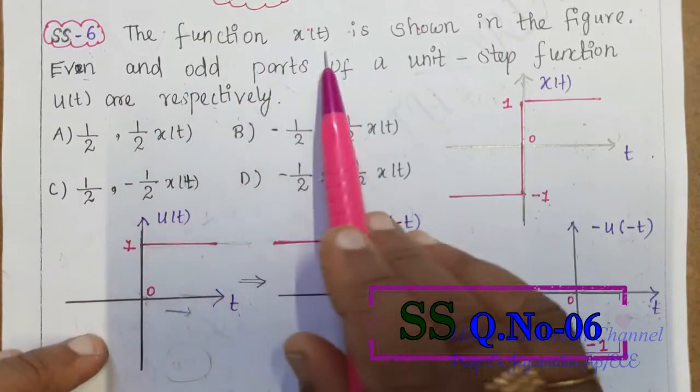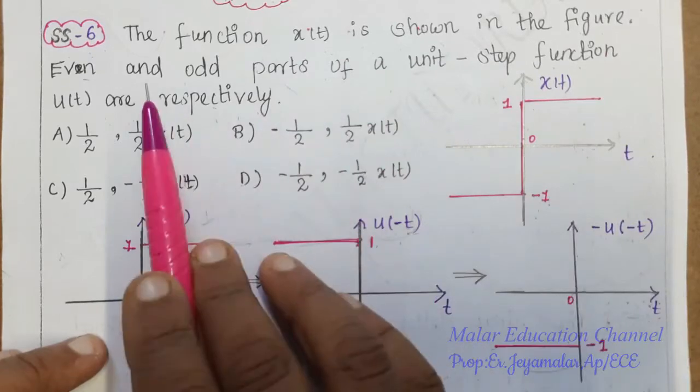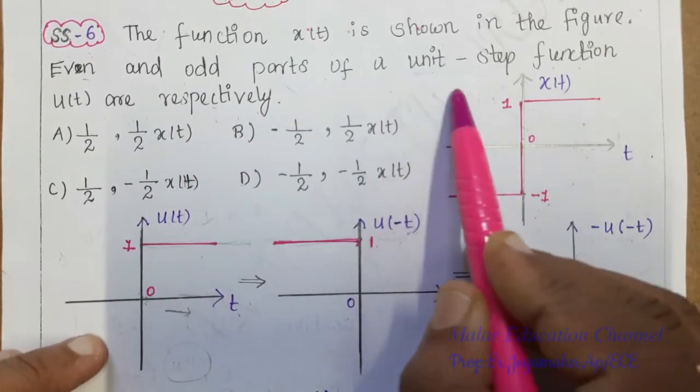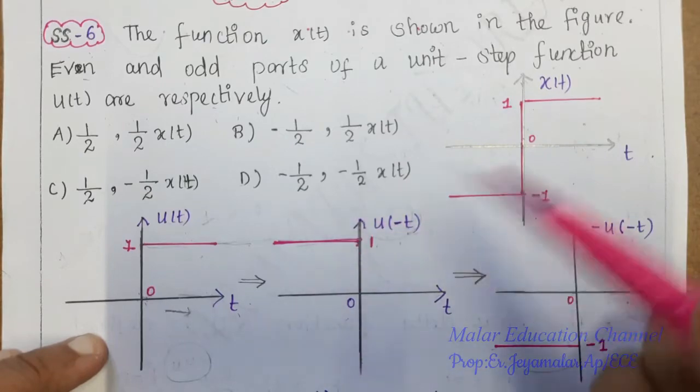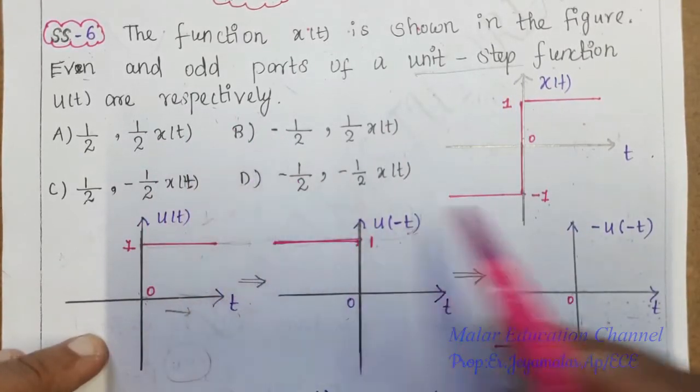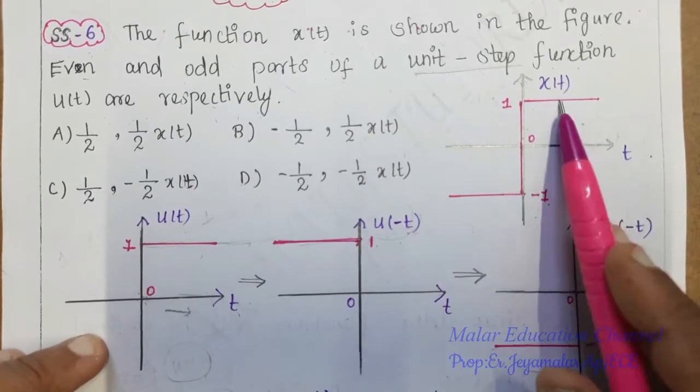Signals and systems, question number 6. The function x of t is shown in the figure. The even and odd parts of the signal, given in terms of the unit step function u of t, are respectively. This is the given function x of t.